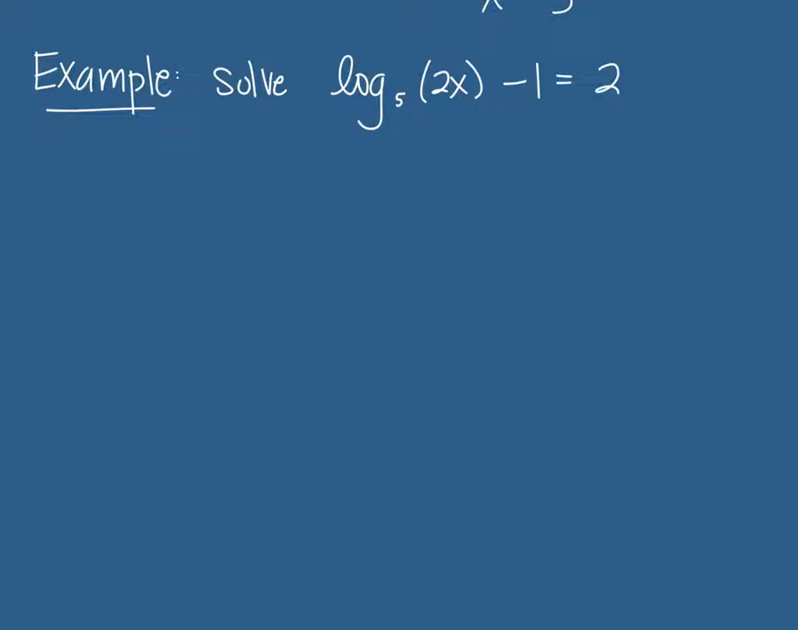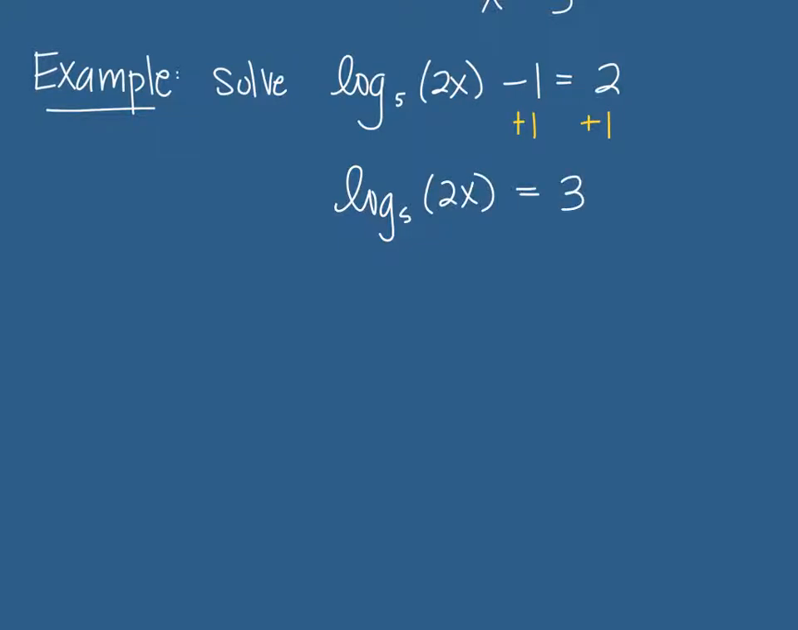So Daisy, what do you think we should do first to both sides? Yes, very good. We want to add 1 to both sides. We don't want to get rid of the log yet. We need to add 1 first. That's our first legal move. That leaves me with the log base of 5, parentheses 2x, equals 3.